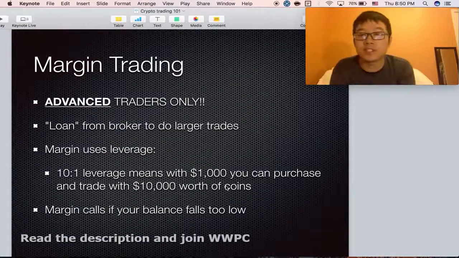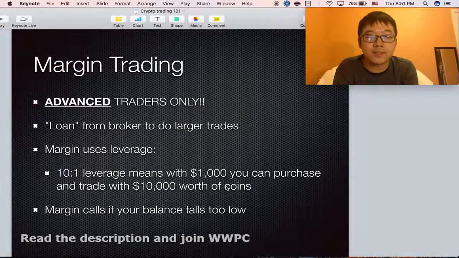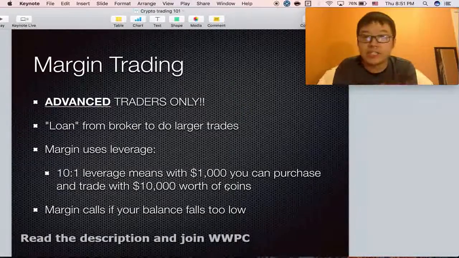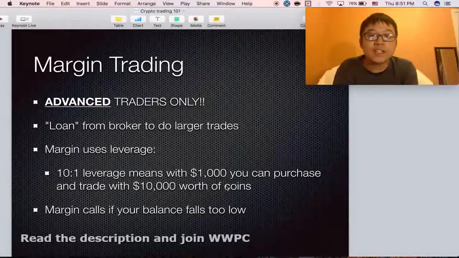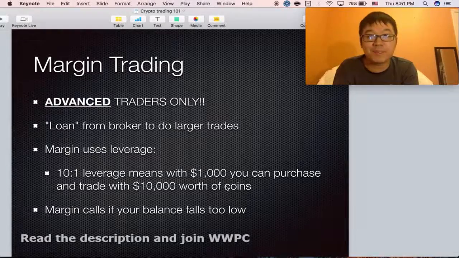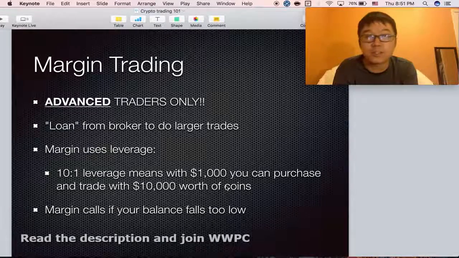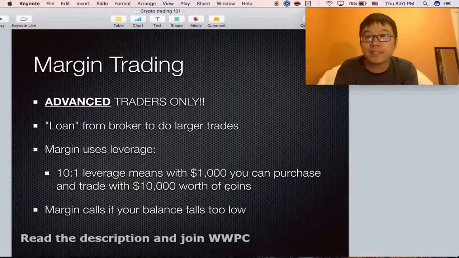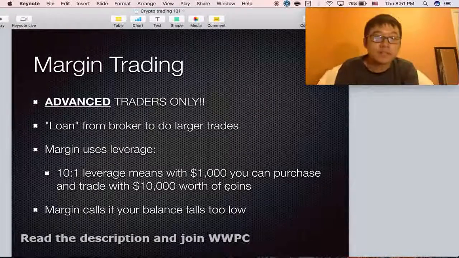Finally, I wanted to touch a little bit on margin trading. This is mostly an option available on various exchanges, but I want to stress that it's for advanced traders only. And you and I probably should not be doing this, but I wanted to go over the concept anyways. Basically, what margin is, you take a loan from the broker to do larger trades and potentially gain more money by betting the right way or putting in the right orders.